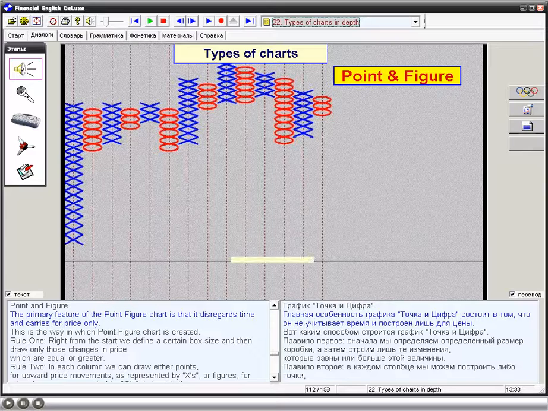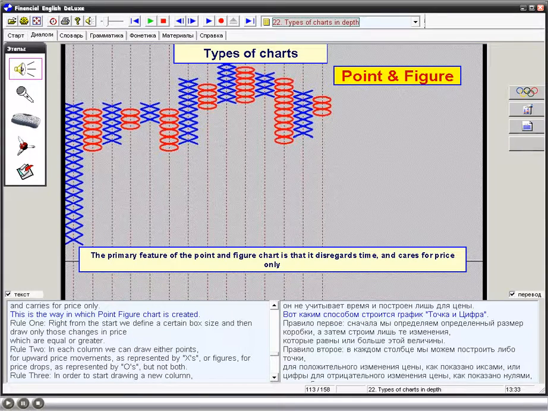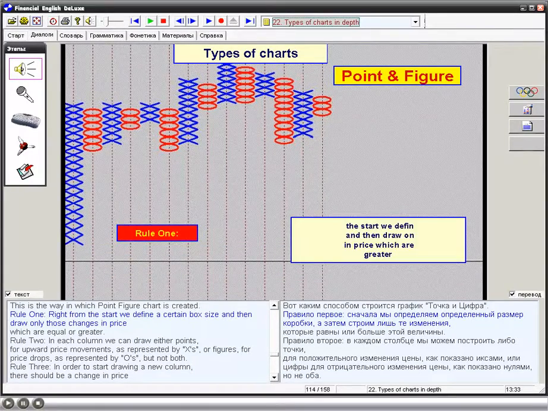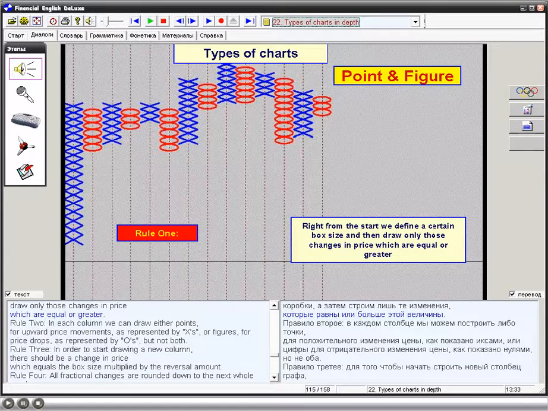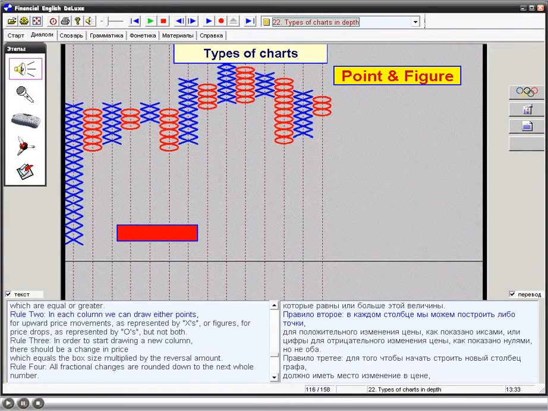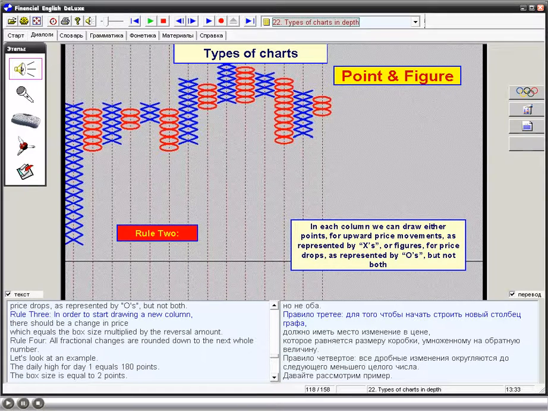Point and figure. The primary feature of the point and figure chart is that it disregards time and cares for price only. This is the way in which a point and figure chart is created. Rule 1. Right from the start, we define a certain box size and then draw only those changes in price which are equal or greater. Rule 2. In each column, we can draw either points for upward price movements as represented by X's, or figures for price drops as represented by O's, but not both.